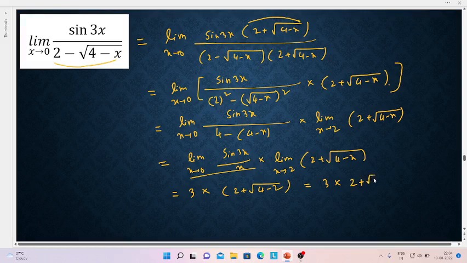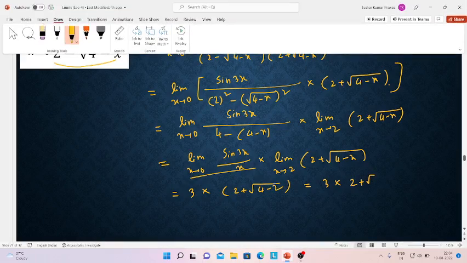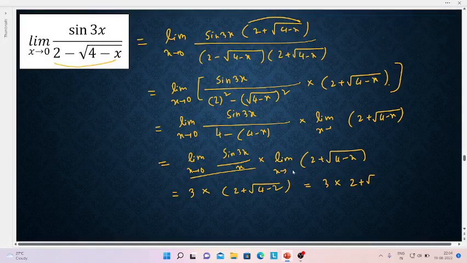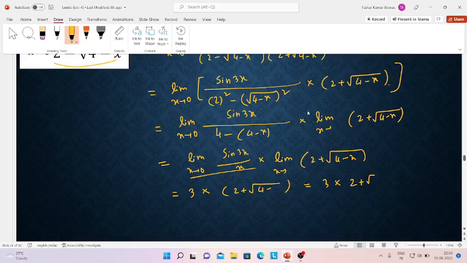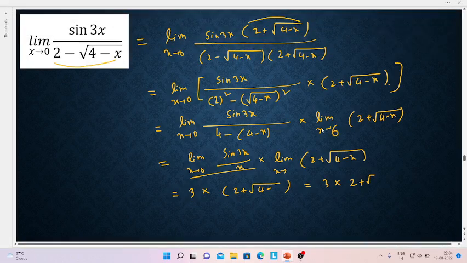2 plus root, let me hold on, there is no x tends to 2, it is actually x tends to 0, right? So it is actually x tends to 0. So it will give you 2 plus root under 4 minus 0.